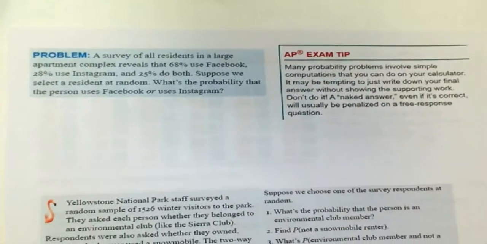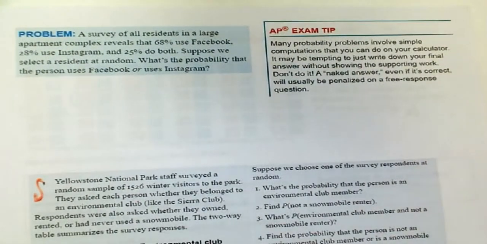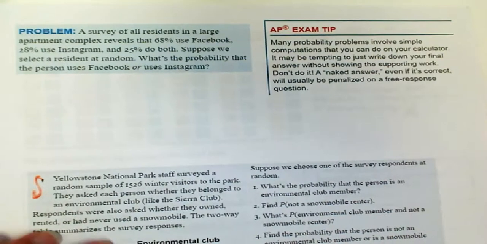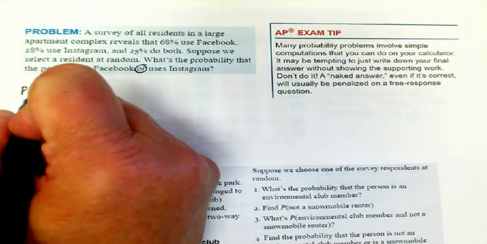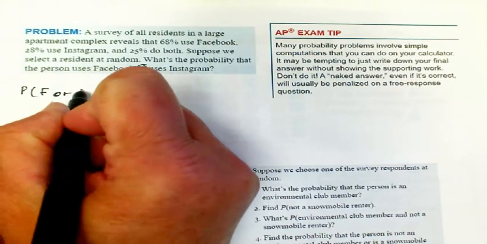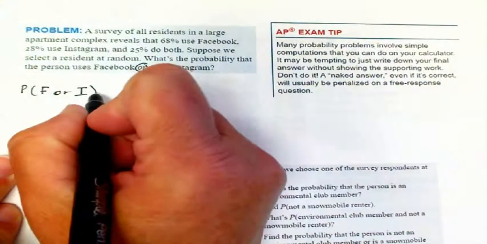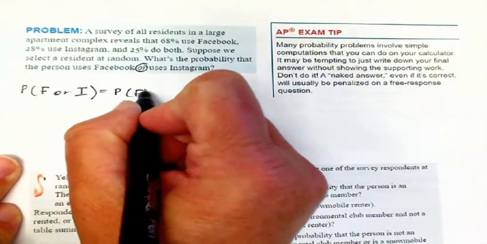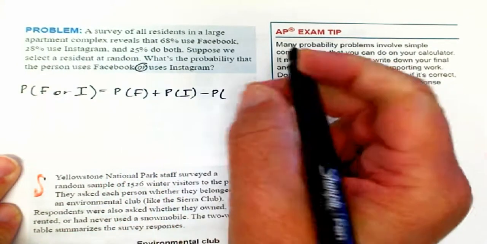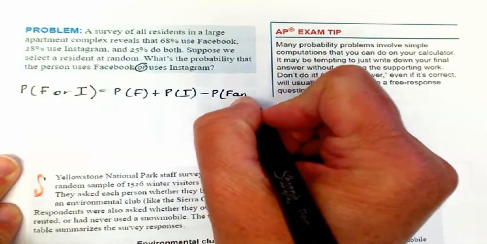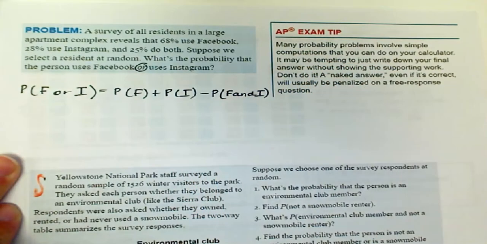So the next problem says, a survey of all students in a large apartment complex reveals that 68% use Facebook, 28% use Instagram, and 25% do both. Suppose we select a resident at random. What's the probability that the person uses Facebook or uses Instagram? So we're going to use our probability of Facebook or Instagram. Okay, so if we use that rule we just learned, the probability of Facebook plus the probability of Instagram, then you have to subtract out the probability of Facebook and Instagram. That's kind of like your overlap part, like we saw in the two-way table.